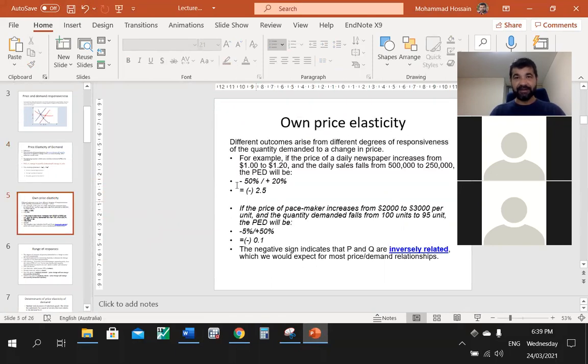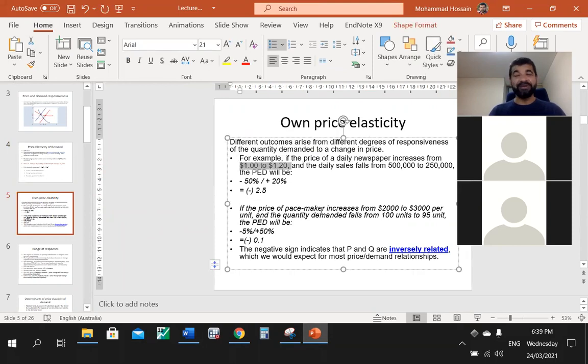Okay, here is an example. If the price of a daily newspaper increases from $1 to $1.20, when they give you the two price ranges or two quantity ranges, you can use the percentage change formula, or you can use the midpoint formula. Okay, the daily sales falls from this to this. The PED will be what? 50 by 20, minus 2.5%. Don't worry about the minus sign. It's 2.5. Okay, 2.5 is the answer. 2.5 means elastic, greater than 1, elastic.